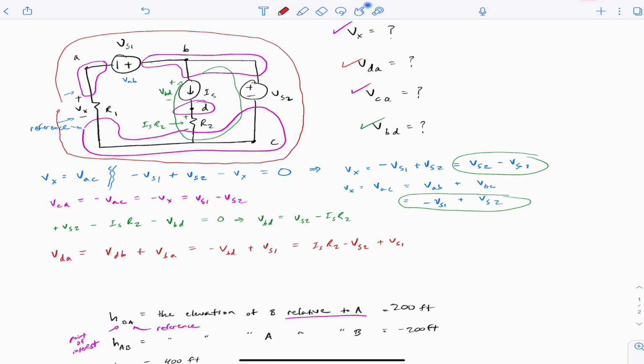We could also take this and say, well, this is VDC plus VCA. So that's going from D to C and then C to A, adding up voltage drops. And what does that look like? Well, we already know that VDC is ISR2, and then VCA, which we got before, is VS1 minus VS2. And if you compare results with the two different paths that we took, they agree. So that's good. That should make us feel like we know what's going on.